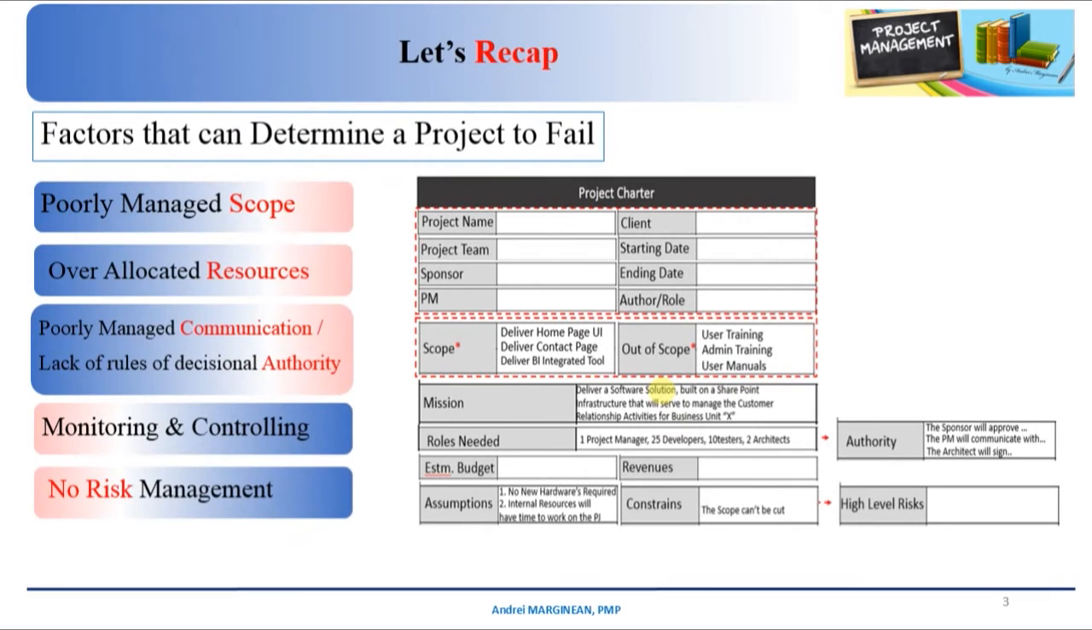Okay, let's recap. We have certain factors that can make our project fail, and we have the project charter. Let's see how this maps. If we have poorly managed scope, we have every chance that our project will fail. In this respect, the project charter solves the first step of this risk, because we are listing here what is in scope and out of scope for this project.